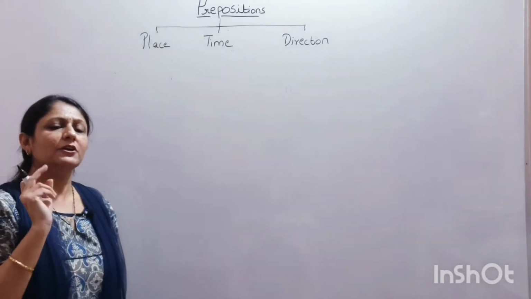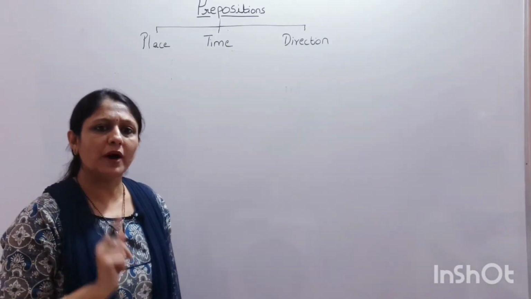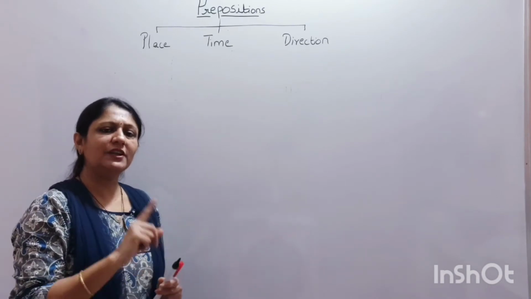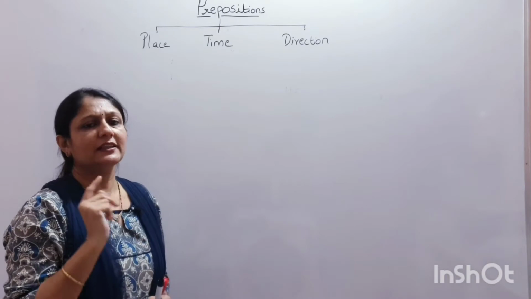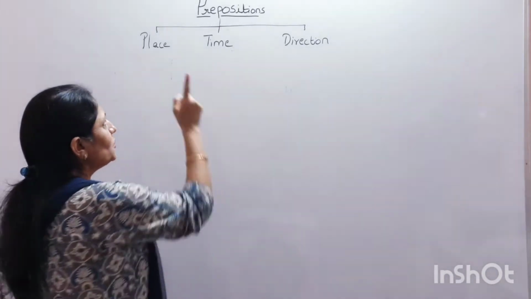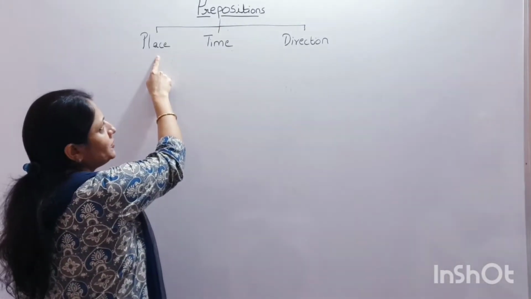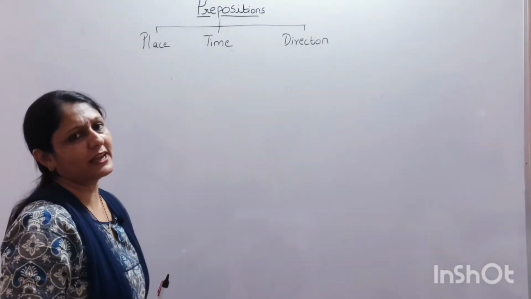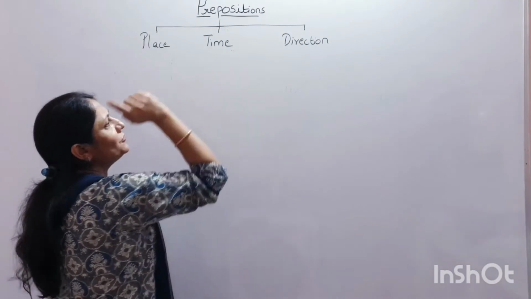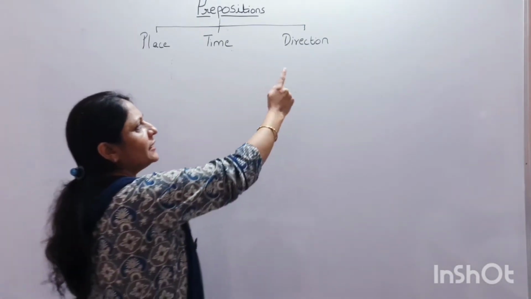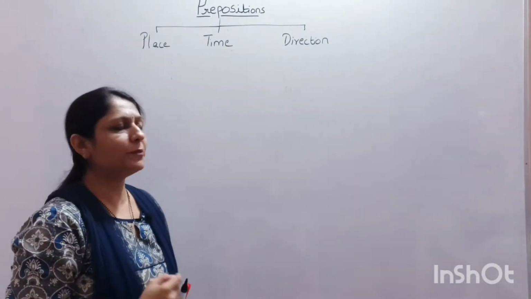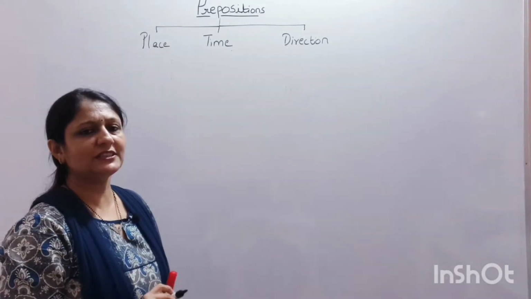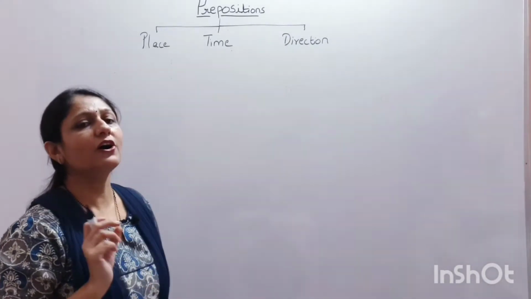There can be 2 prepositions for one possible situation, and sometimes one preposition can do 2 functions. There are certain prepositions which come under the category of preposition of place, and at the same time they also come under the category of preposition of time. And there's a different category which comes under preposition of direction or location. To start with, we shall start with the preposition of place.